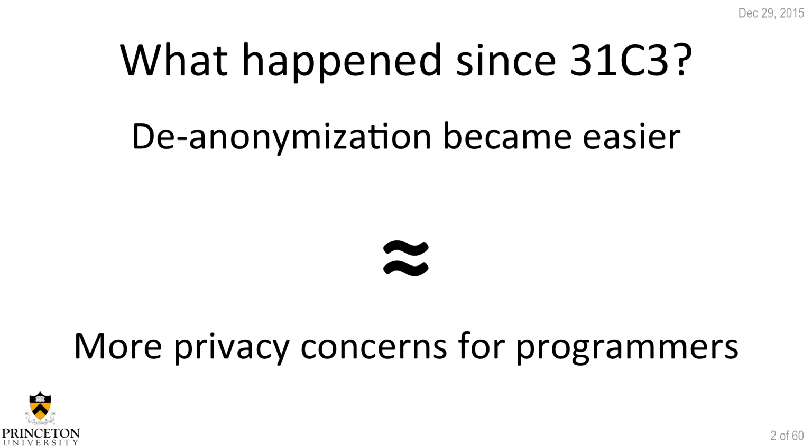So what happened since last year? Last year, I talked about de-anonymizing programmers for about 15 minutes. This year, de-anonymization just became easier, and that's kind of equivalent to the fact that there are more privacy concerns for programmers now, and also open source software developers.